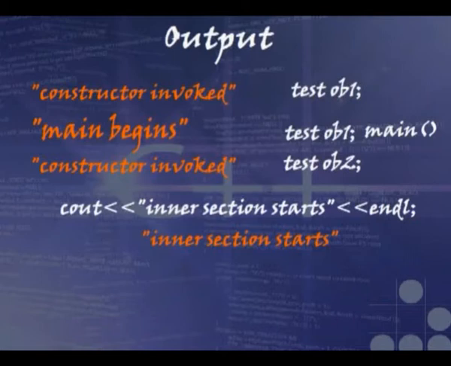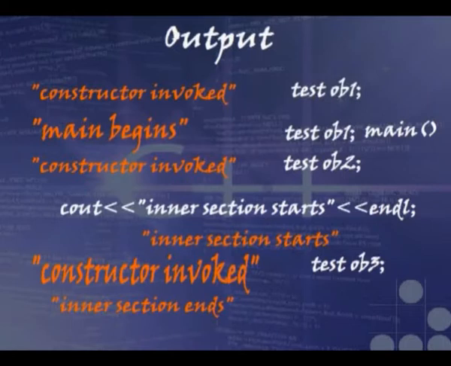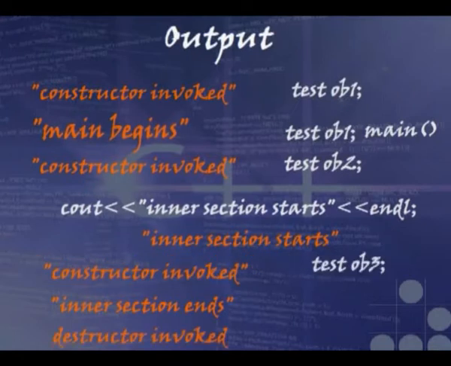After this "constructor invoked", it moves to the inner part of the program, "inner section starts". Then another test OB3 is created. Whenever an object is created, the constructor is automatically invoked. So again a "constructor invoked" statement, followed by "inner section ends". If you see, the third "constructor invoked" is for this OB3.